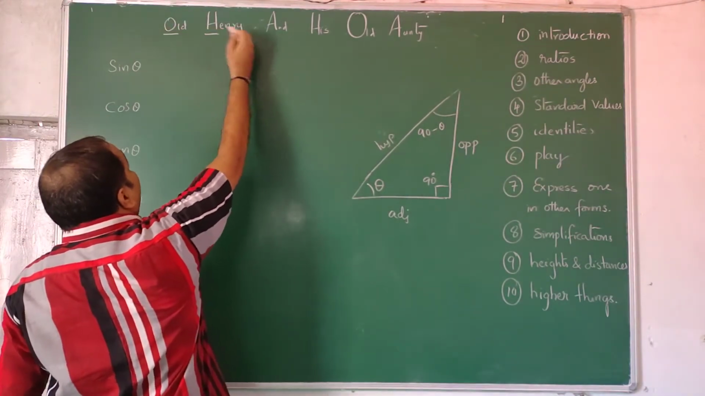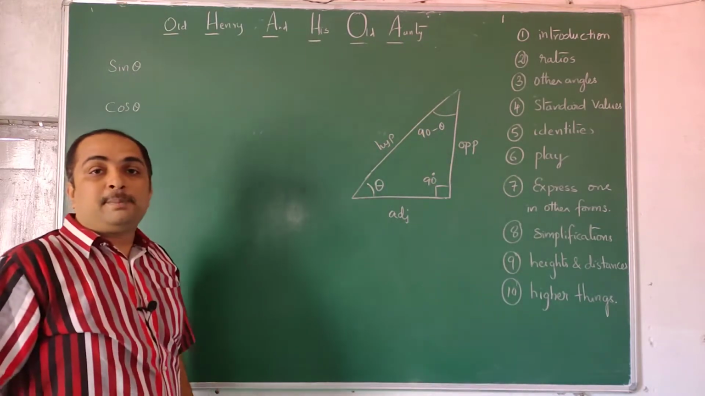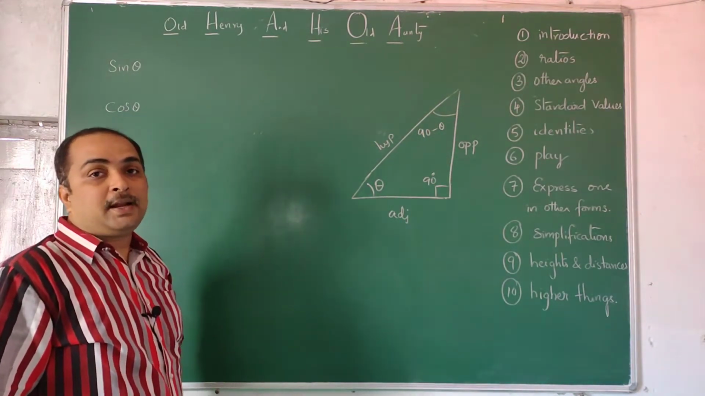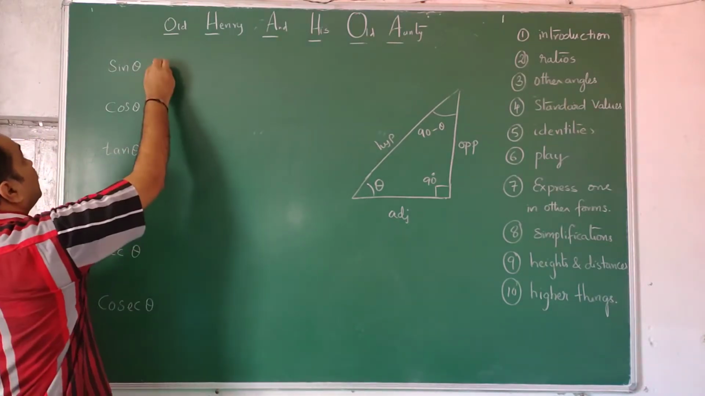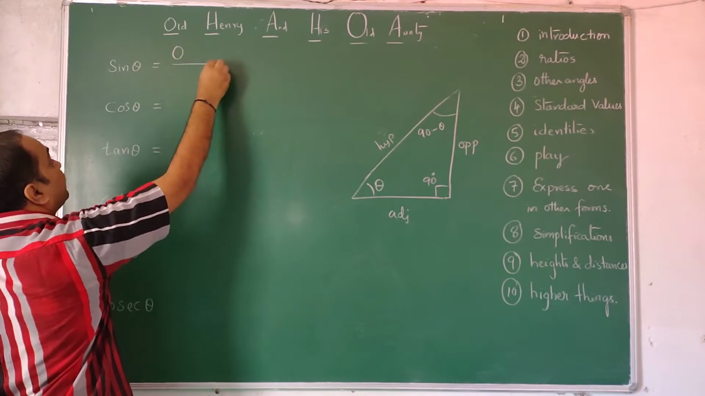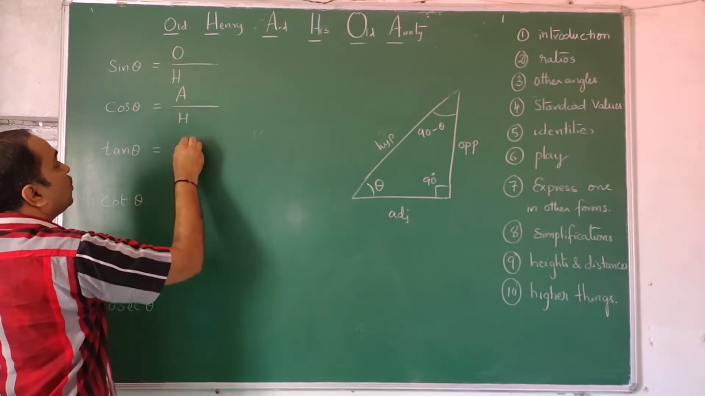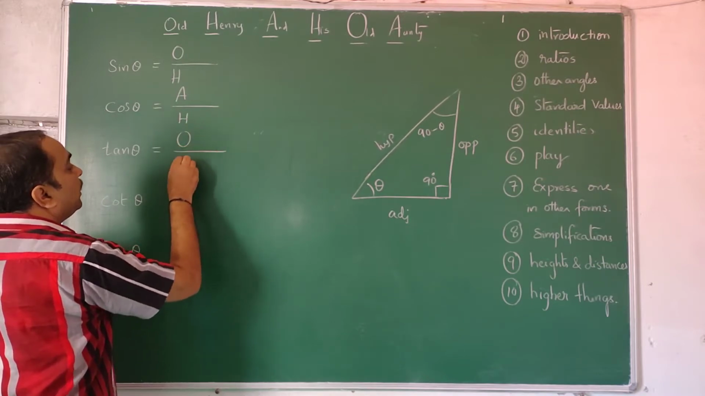Old Henry and his old auntie. Repeat it. Old Henry and his old auntie. So sin theta, cos theta, tan theta we define. Old Henry and his old auntie.